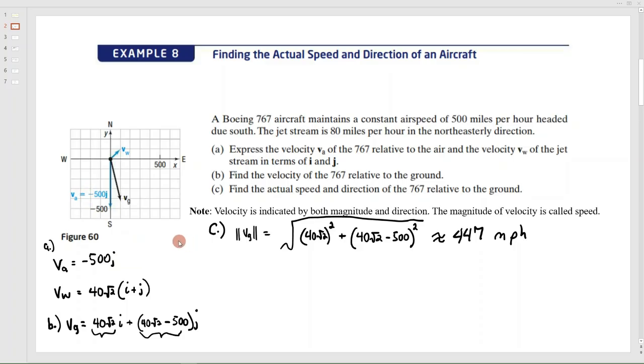All right, so what we do know about the angle that creates the direction is that the tangent of that angle is equal to y over x, so it's going to be 40 times the square root of 2 minus 500 over 40 times the square root of 2. Okay, so theta is going to be equal to the inverse tangent of that.